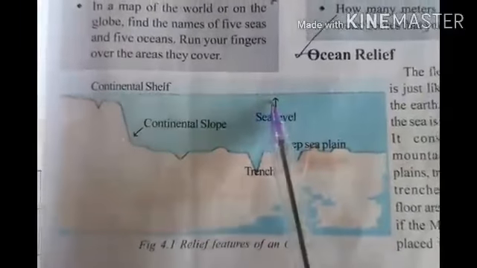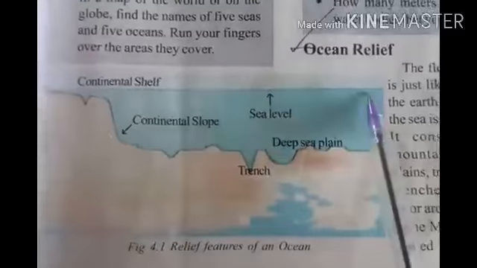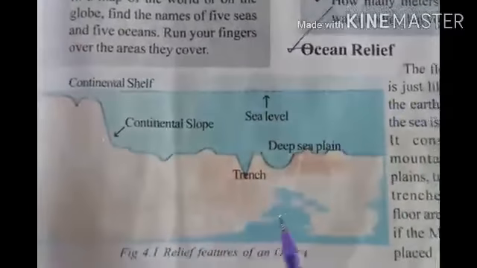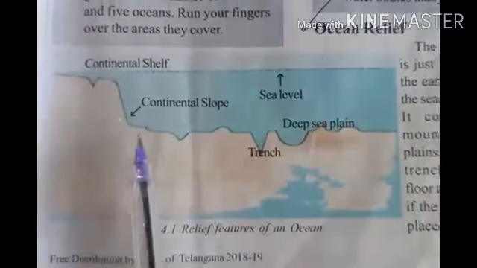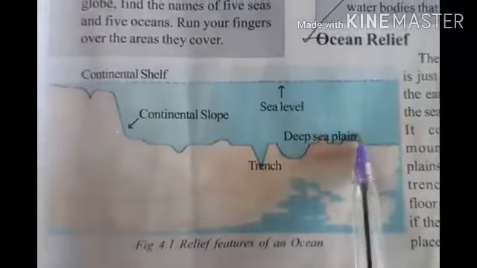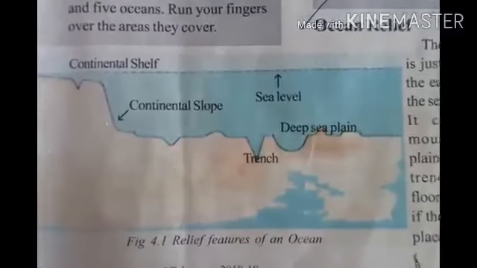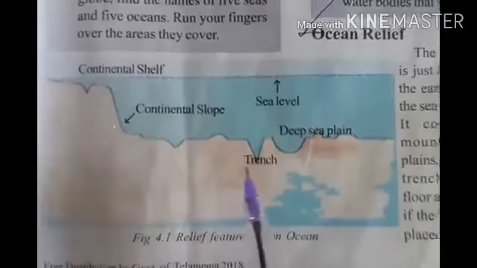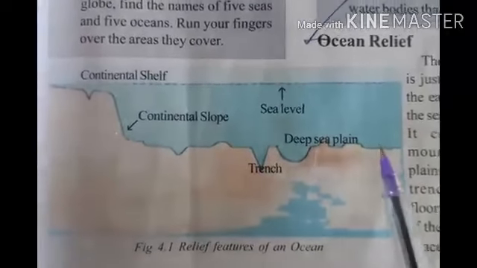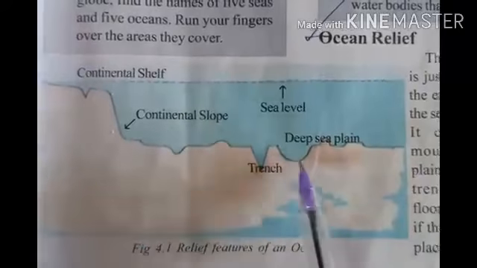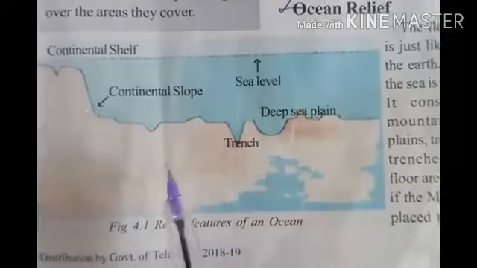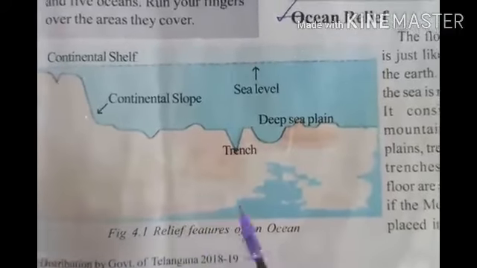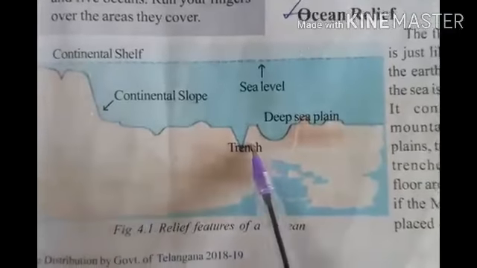This ocean surface looks like flat ground, but the bottom of the ocean floor does not look like a playground or flattened area. It is a different type of land. It has different types of landforms like hills, mountains, plateaus, trenches, and plains.